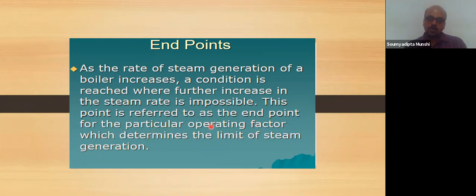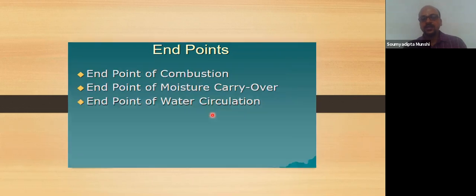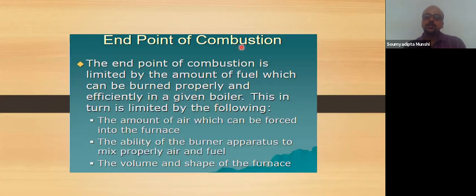So when the boiler comes to an end point, there is some operating factor needed. There are three types of operating factors. The first is the end point of combustion, the second is the end point of moisture carryover, and the third is the end point of water circulation. So when these three, combustion, moisture carryover, and water circulation, come to the end point, the steam generation also comes to the end point. Okay. So what is the end point of combustion?